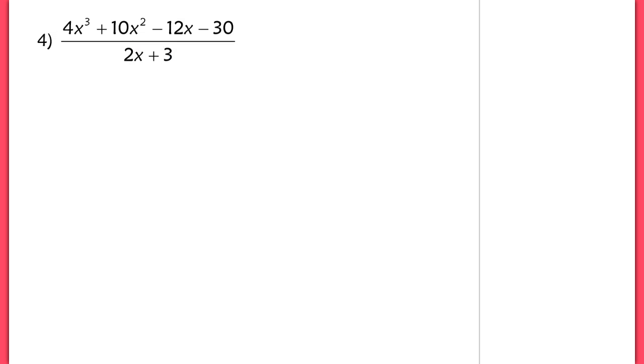All right, so I realize that that's our first time we've ever seen this, and that could be very tough to follow. So you might need to replay some of that, but I am going to show you a few more examples, all right? So we're going to take, again, our dividend, place it underneath the bar. So we have 4x cubed plus 10x squared minus 12x minus 30. I place the 2x plus 3 on the outside here.